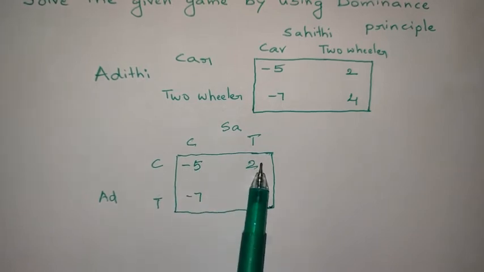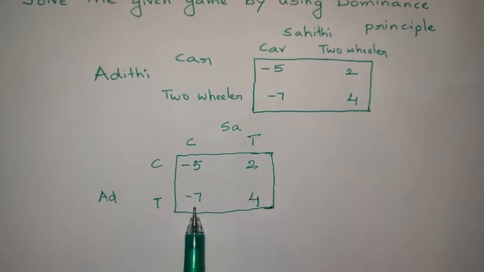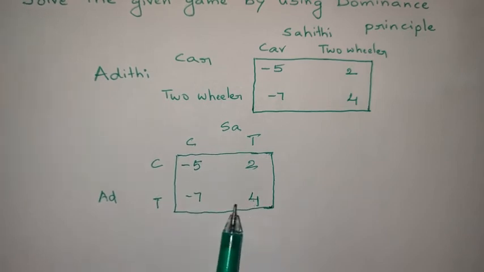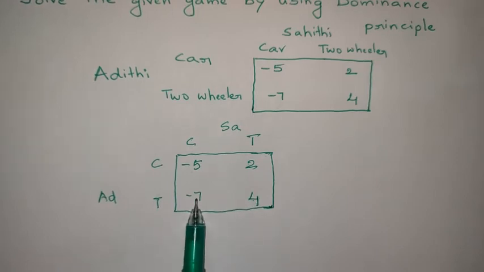That means the column 2 value is higher. Similarly, if you check the second value, -7 and the corresponding element in column 2 is 4. In -7 and 4, which one is higher? 4 is higher. That means the column 2 value is dominating the column 1 value.